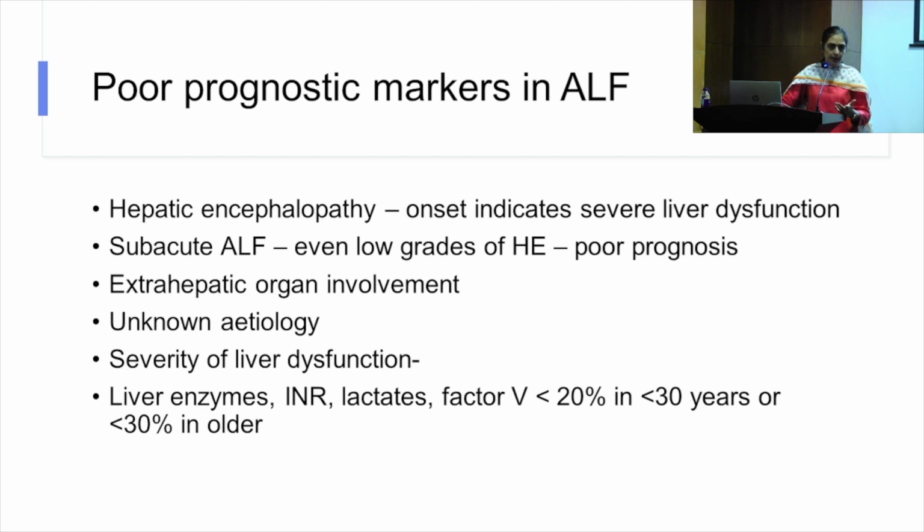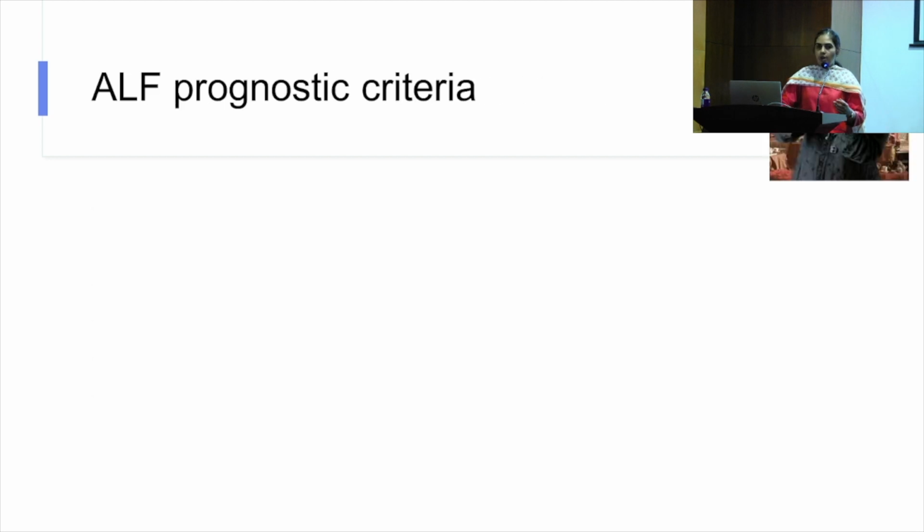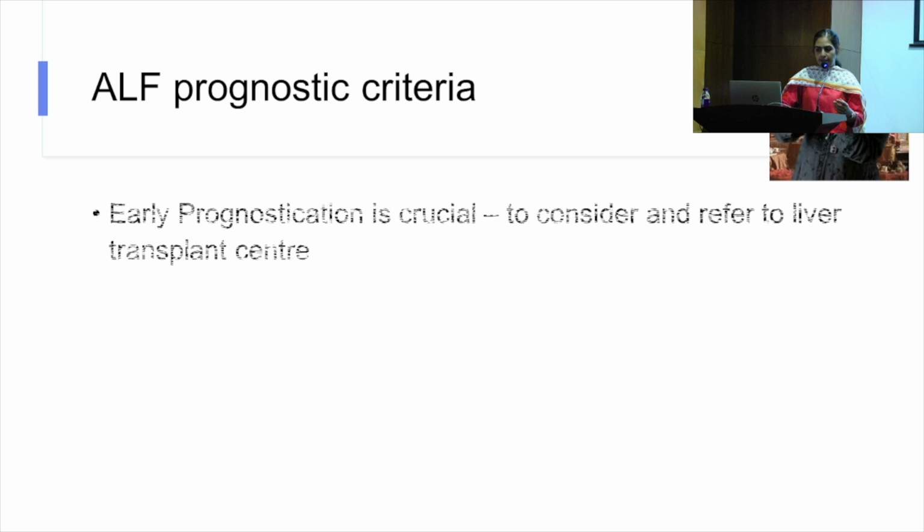Another marker that is being considered is factor V. Factor V levels for a person who is less than 30 years, less than 20%, or if it is less than 30% in older than 30 years, is an indication of a poor prognostic marker. So there are prognostic criteria that are being used for prognostication of ALF. Early prognostication is very crucial.